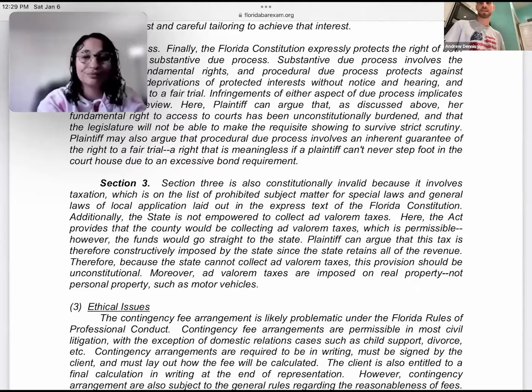Here, the act provides that the county would be collecting ad valorem taxes, which is permissible. However, the funds would go straight to the state. Problematic. Plaintiff can argue that this tax is therefore constructively imposed by the state since the state retains all revenue. Therefore, because the state cannot collect ad valorem taxes, this provision should be unconstitutional. Moreover, ad valorem taxes are imposed on real property, not personal property, such as motor vehicles.